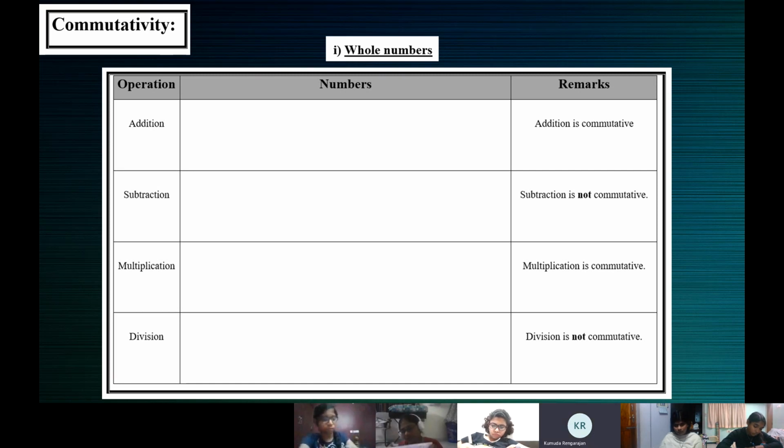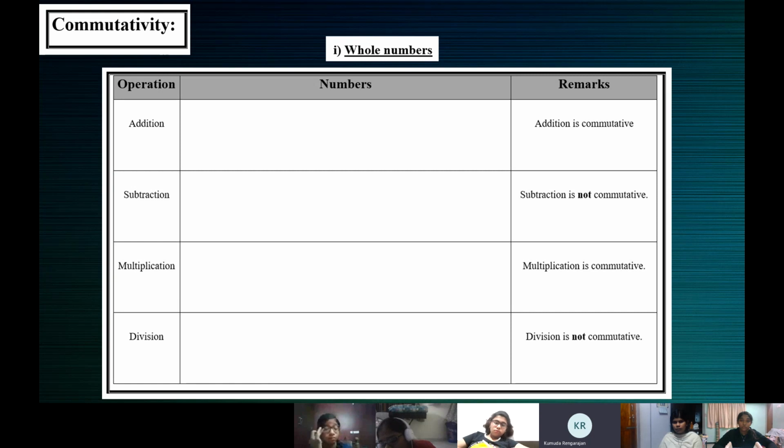Now, commutativity or commutative property. Commutativity. Is my voice clear, children? Yes, ma'am. Okay, commutativity or commutative property. So we'll check it on whole numbers.